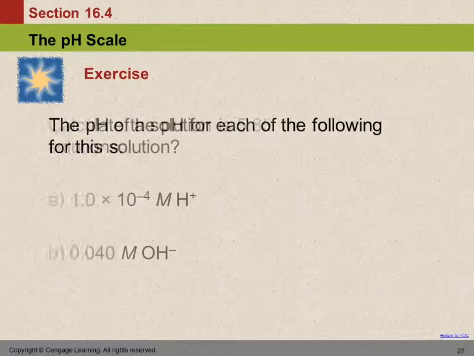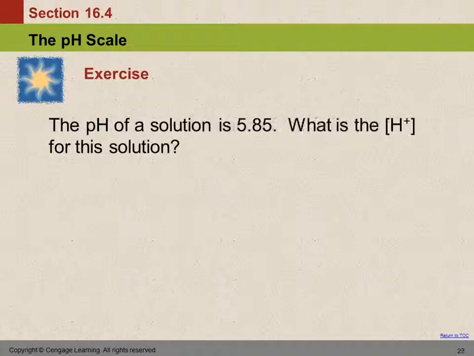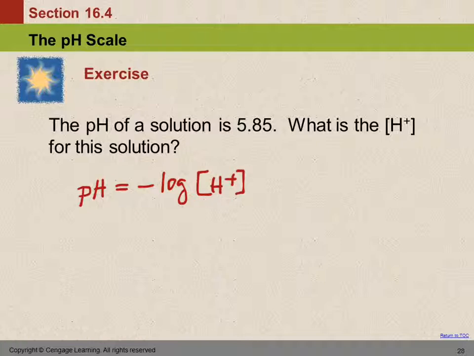Seems like I'm missing a slide here, but maybe not. The pH of a solution is 5.85. What's the hydrogen ion concentration? So, what do we know? We know the equation for pH. pH equals negative log of the hydrogen ion concentration. But now we know the pH and we want to know the hydrogen ion concentration.